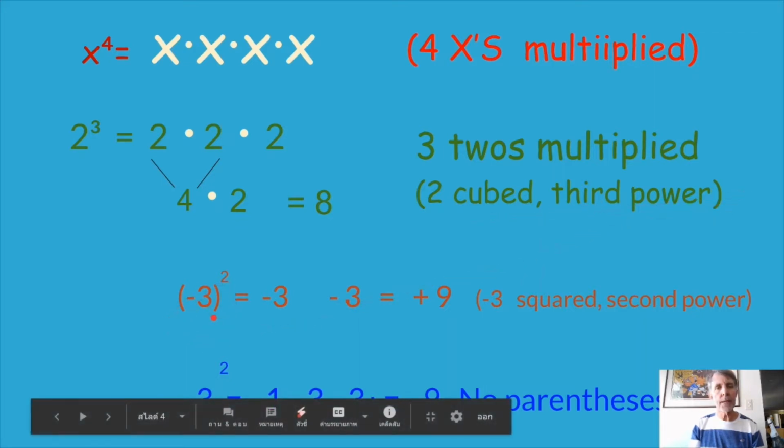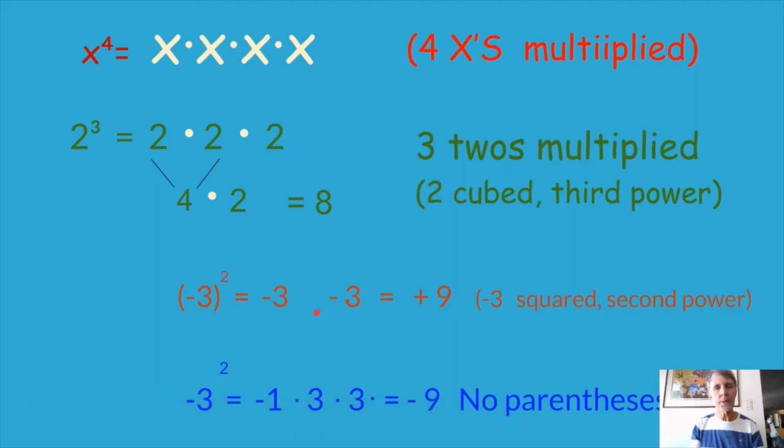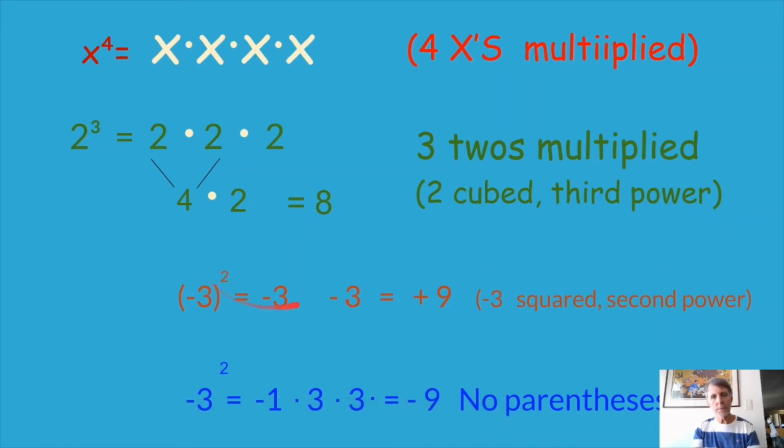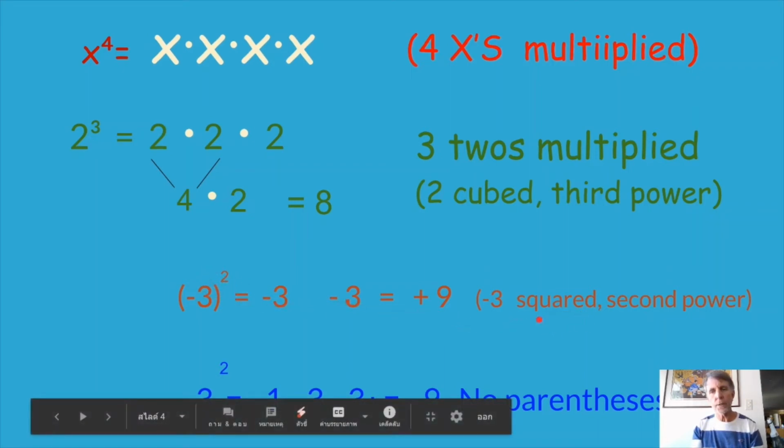Here we have negative 3 to the 2nd power. That's negative 3 times negative 3, which is 9. A negative times a negative is positive. We have negative 3, and this power of 2 right here is oftentimes called squared. Or you could say negative 3 to the 2nd power, or negative 3 squared.